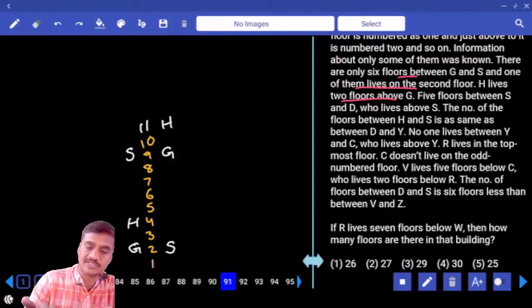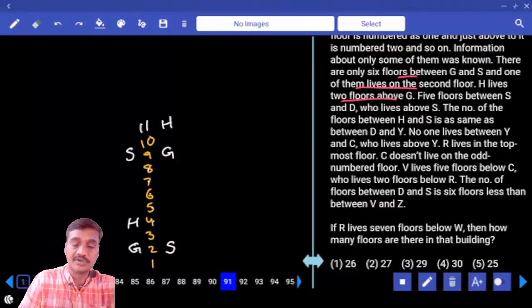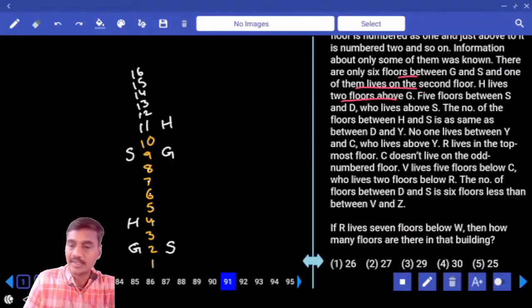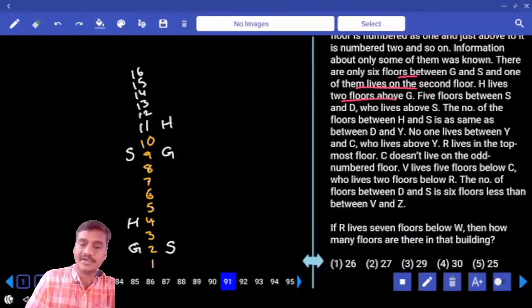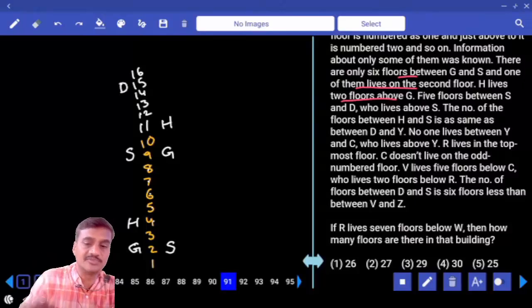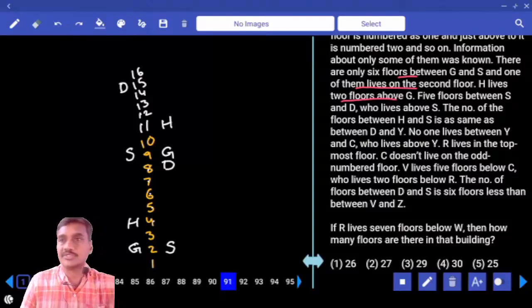And 5 floors between S and D, 1, 2, 3, 4, 5. D lives above S. Now D is above S. This is 12, 13, 14, 15, 16 and so on. And 5 floors between D and S, 1, 2, 3, 4, 5. D must be on the 15th floor. Does it fit? And 5 floors between D and S. Here 2 plus 6, how much should it be? 8. Now D must be on the 8th floor. Does it fit?